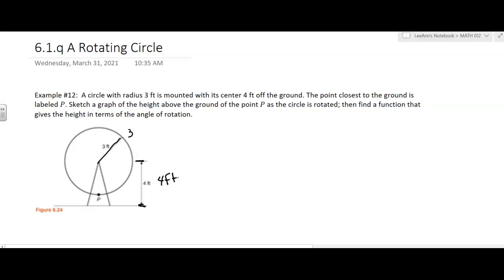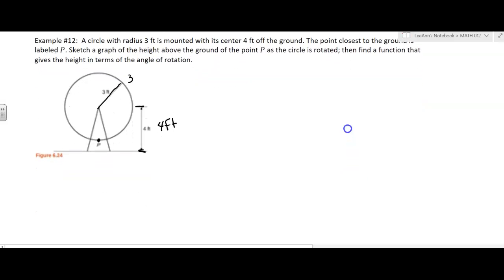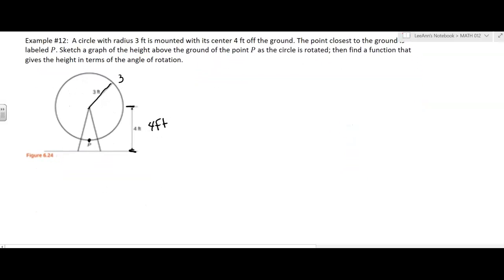The point closest to the ground is labeled P. So there's a point right here at the bottom of the circle, and that's labeled P. Sketch a graph of the height above the ground of the point P as the circle is rotated. Then find a function that gives the height in terms of the angle of rotation. So first they ask us to graph it.